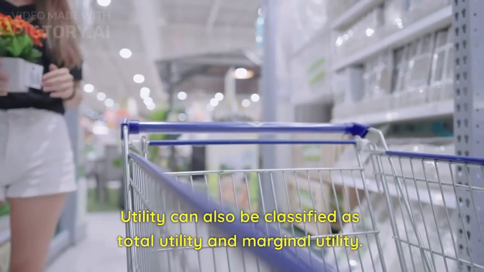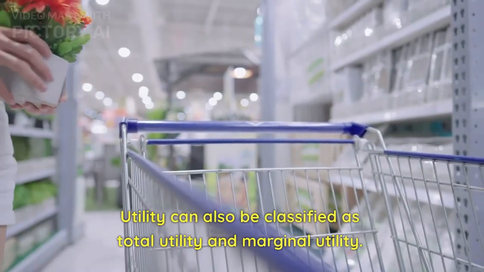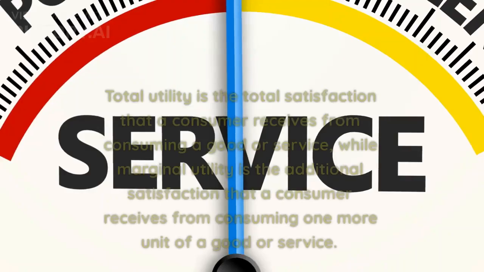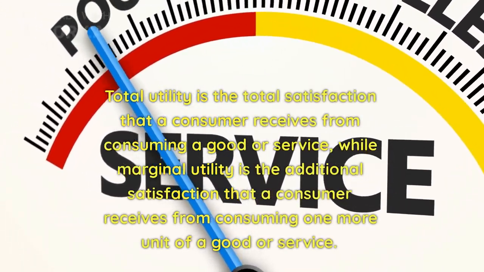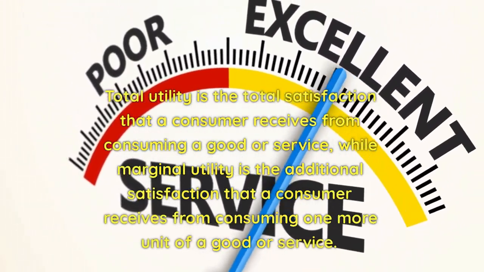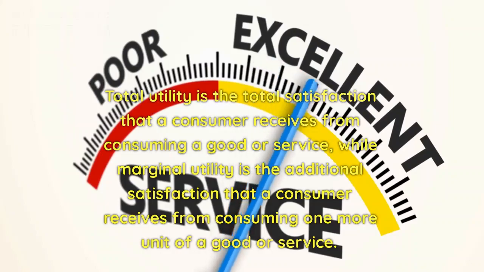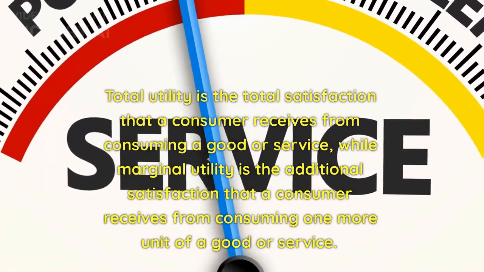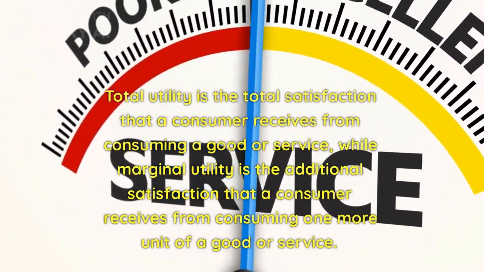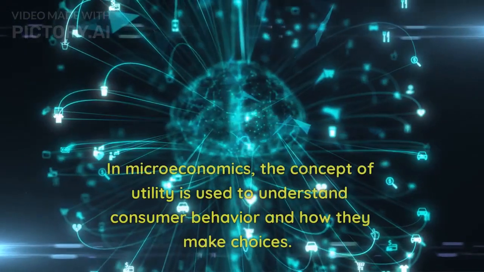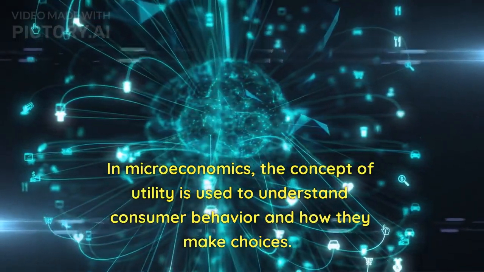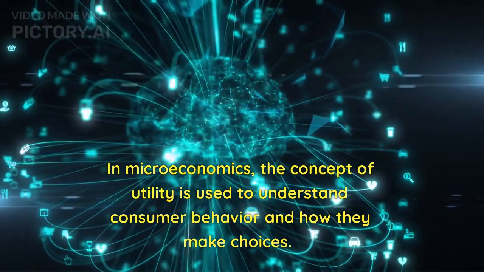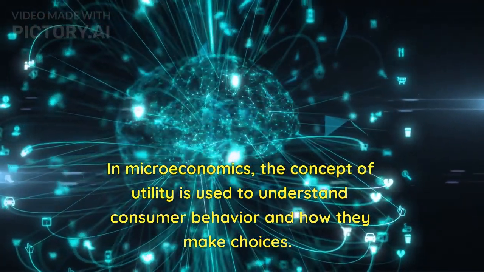Utility can also be classified as total utility and marginal utility. Total utility is the total satisfaction that a consumer receives from consuming a good or service, while marginal utility is the additional satisfaction that a consumer receives from consuming one more unit of a good or service. In microeconomics, the concept of utility is used to understand consumer behavior and how they make choices.